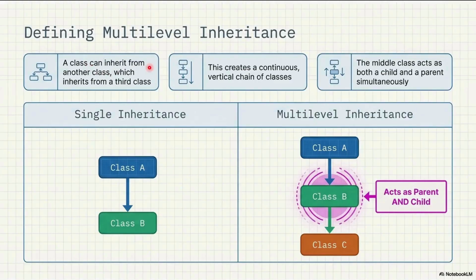A class can inherit from another class which inherits from a third class. This creates a continuous vertical chain of classes. So it can go on class A, B, C, D, E and so on. Okay, so it creates that chain. The middle class acts as both a child and a parent simultaneously. So the middle class acts as a parent also and as a child also. Why? Because it's a child to A, but it is a parent to C.